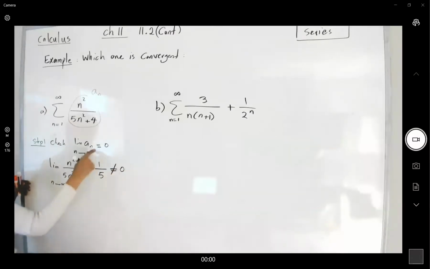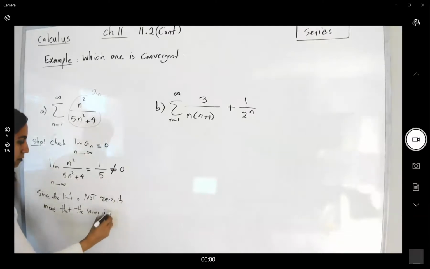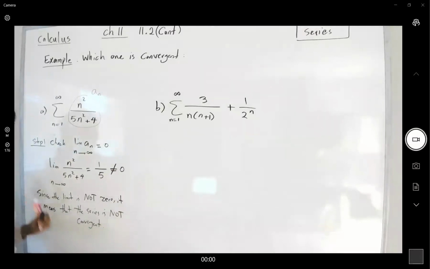So you quickly say that since the limit is not 0, it means that the series is not convergent. So we do not move on to step 2. Step 2, no need to, because it doesn't pass the very first step. Step 1, the limit is not equal to 0. So it's not necessary to go to the next step.